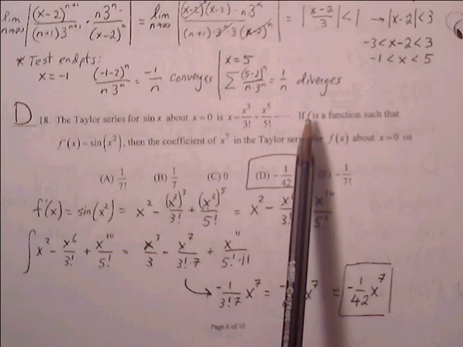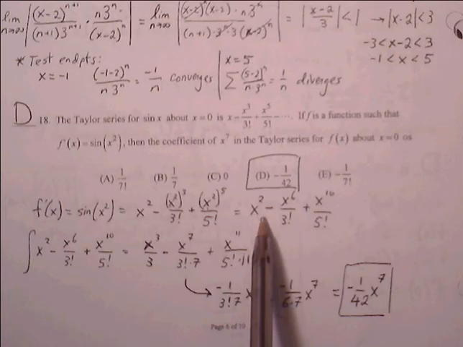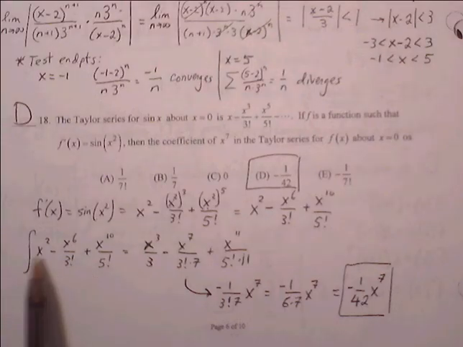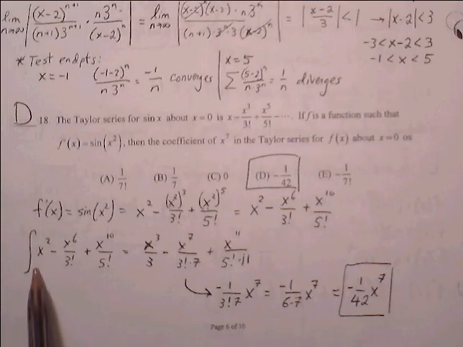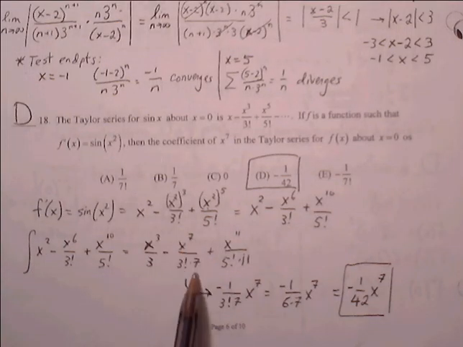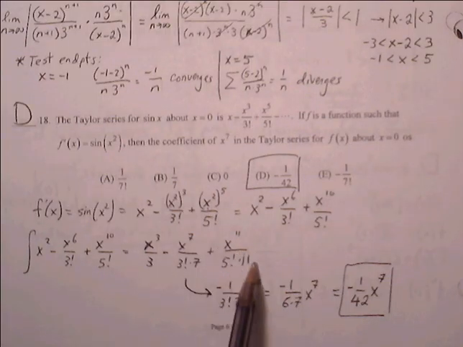Okay, and we want to get to f of x. So to get from f prime to f of x, we have to find the indefinite integral. So we want to find the indefinite integral of x squared minus x to the 6th plus x to the 10th, and then we go through the power rule here. So we add 1 to the exponent and divide by that exponent. So x cubed over 3, x to the 7th over 3 factorial times 7, x to the 11th over 5 factorial times 11.